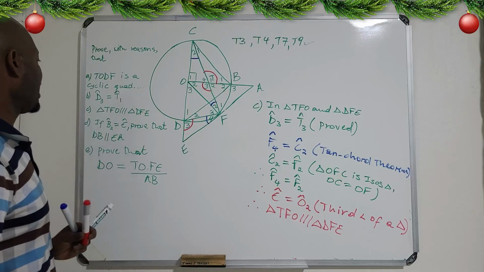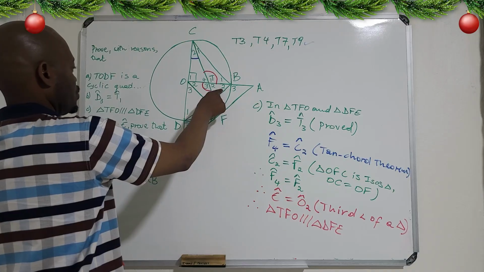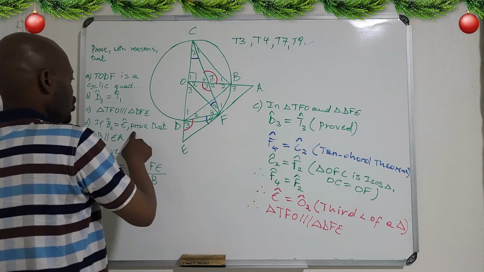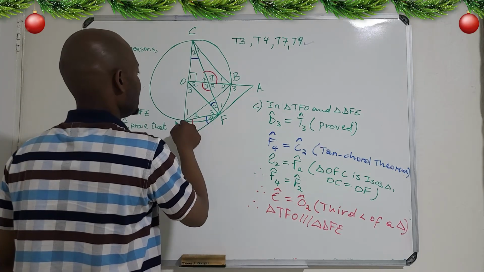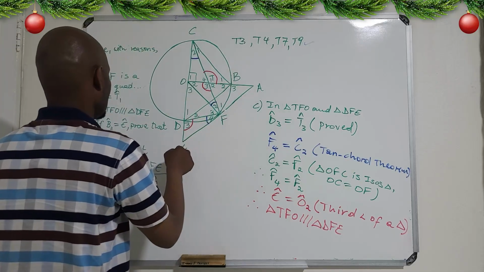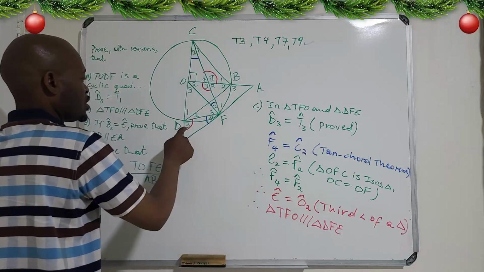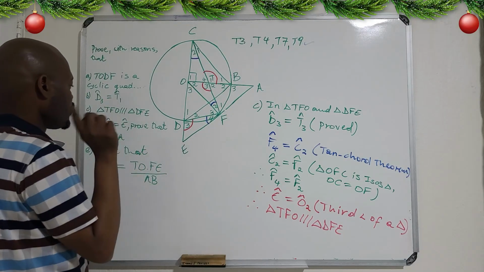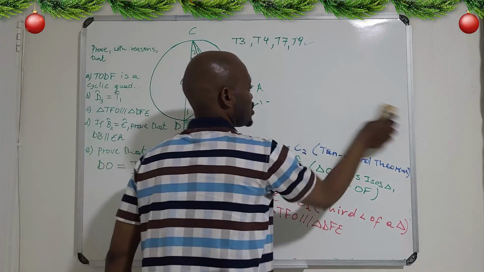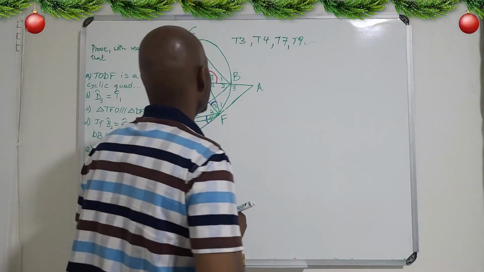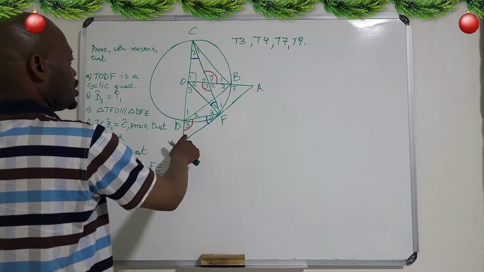D, they say if angle B2 is equal to angle E, prove that DB is parallel to EA. If we are told that this angle is equal to this angle there, prove that this is parallel to that. I'm going to remove C because I've already written C. Now for us to prove that these two sides are parallel, I'm given that this is equal to that.